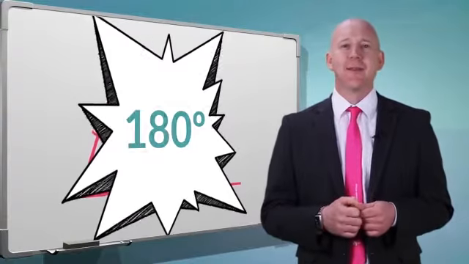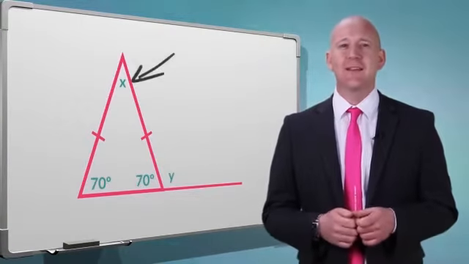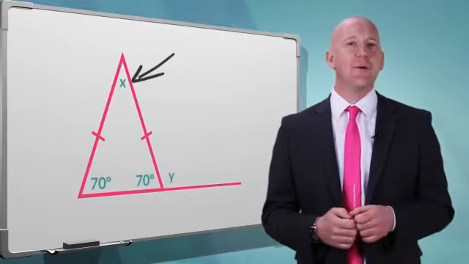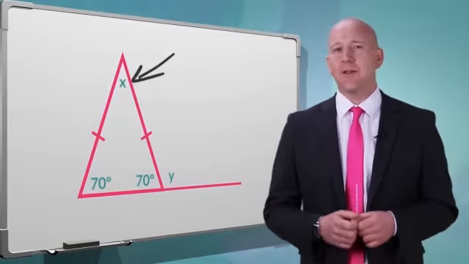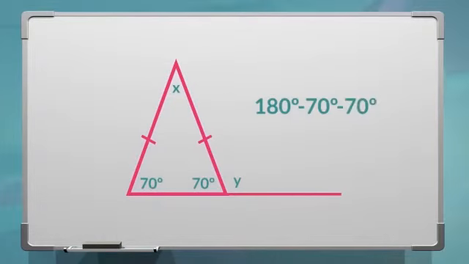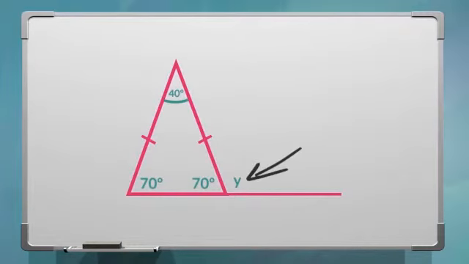180! So to find the value of x, simply take away the other two angles from 180. So you get 180 minus 70 minus 70, which gives 40 degrees. Ta-da!